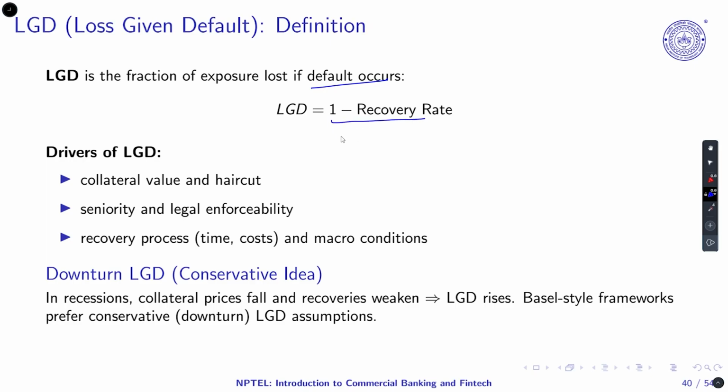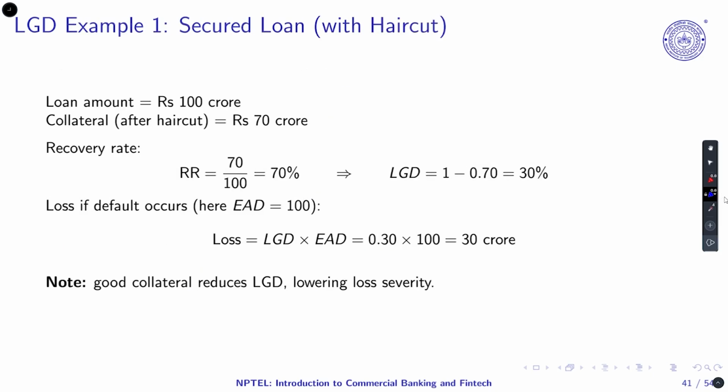What are the drivers of loss given default? Collateral value and haircut, seniority and legal enforceability, which are self explanatory, the recovery process, and even the business cycle and macro conditions. In recessions, collateral prices fall and recoveries weaken, and this is where the challenge comes in. In this period the loss given default rises, and then we have to apply different types of norms to it.